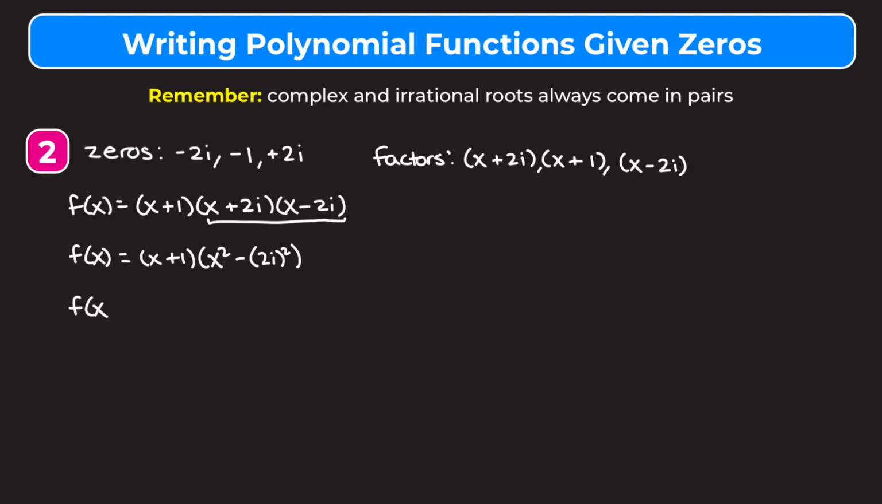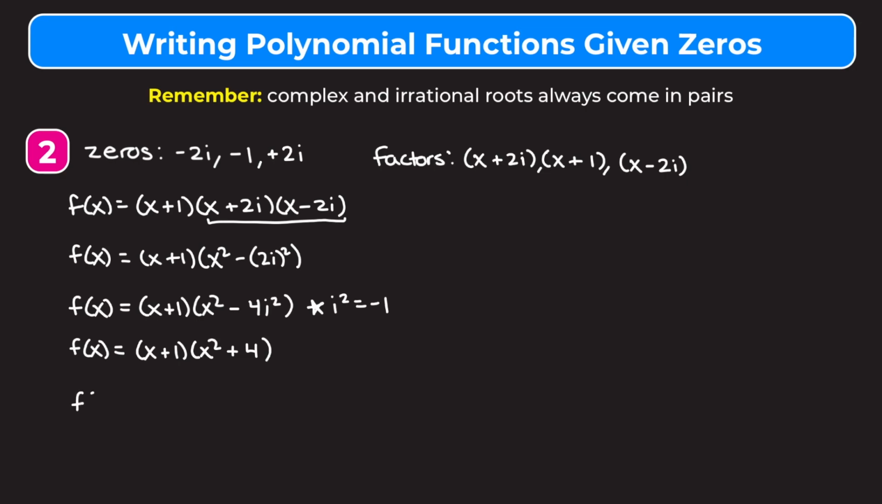And now we're going to continue to simplify that right set of parentheses. So we have x squared minus 2i squared is 4i squared. And I'm going to put a reminder here that i squared is equal to negative 1. So that's going to help us continue to simplify this. So we have x plus 1 times x squared. So if i squared is negative 1, then negative 4i squared becomes positive 4, because negative 4 times negative 1 is positive 4. And now we're just going to FOIL out these two binomials.